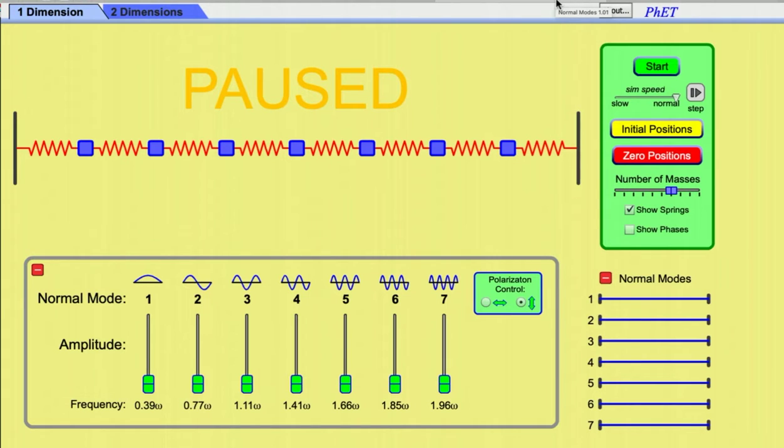This simulation is going to help us to understand the difference between transverse waves and longitudinal waves. So we're going to start with transverse waves.